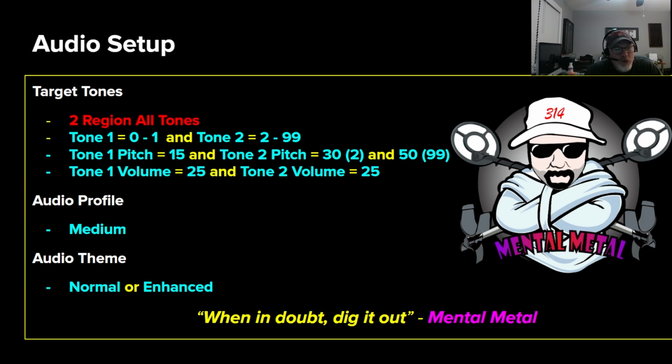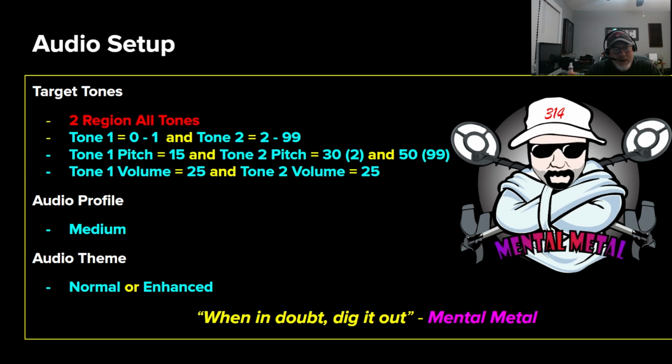So your tone 1 pitch, I've dropped it down to 15, and your tone 2 pitch, I bump it all the way up to 30. Starting at number 2, your tone break at the ID number 2, I set it for 30, and when you get all the way up to 99, it goes higher, so it's 50. It's the highest you can go.